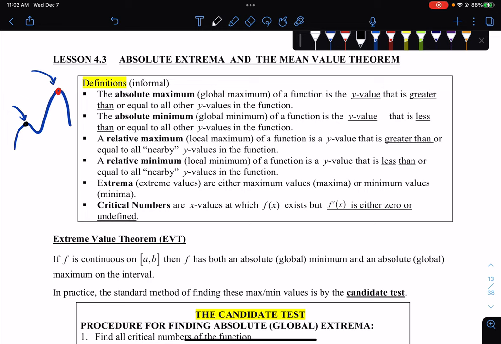Extrema are the max values or the minimum values, and critical numbers are where these happen, okay? Critical numbers are the x values where we get these maximums and minimums. And the nice thing about that is it's really easy to find those x values because at a maximum, I have a slope of 0. At a minimum, I have a slope of 0. So I can use the derivative to find where these happen.